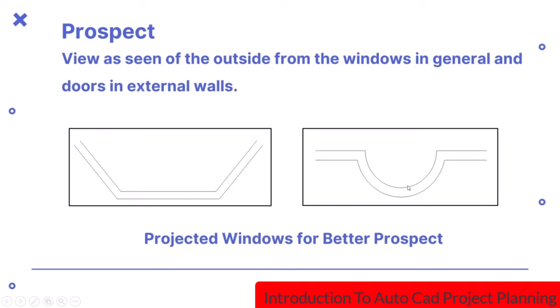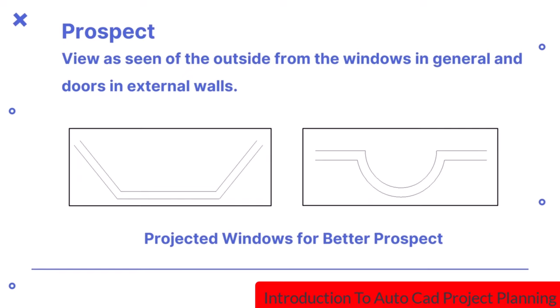The next principle is prospect. Prospect refers to the view of the outside as seen from the windows in general and those in external walls. It is determined by the view as desired from certain rooms of the house. For example, view of the garden or a nearby hill. At the same time, it is naturally intended to conceal some undesirable views.